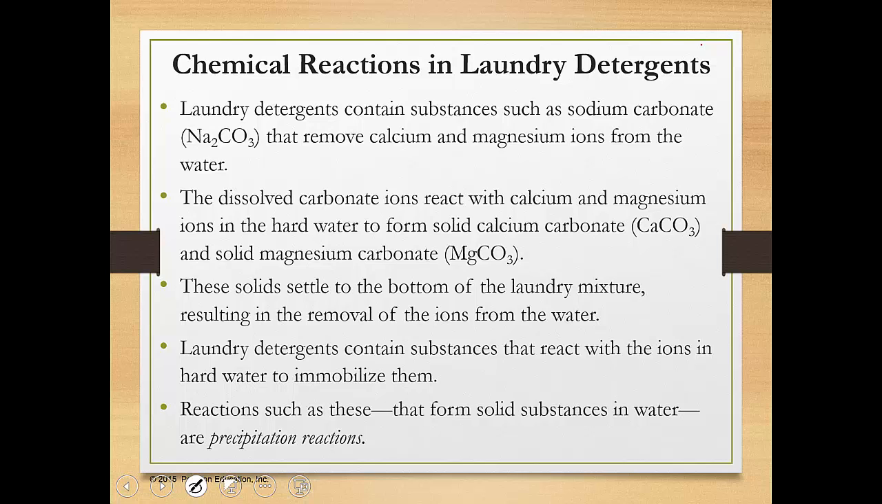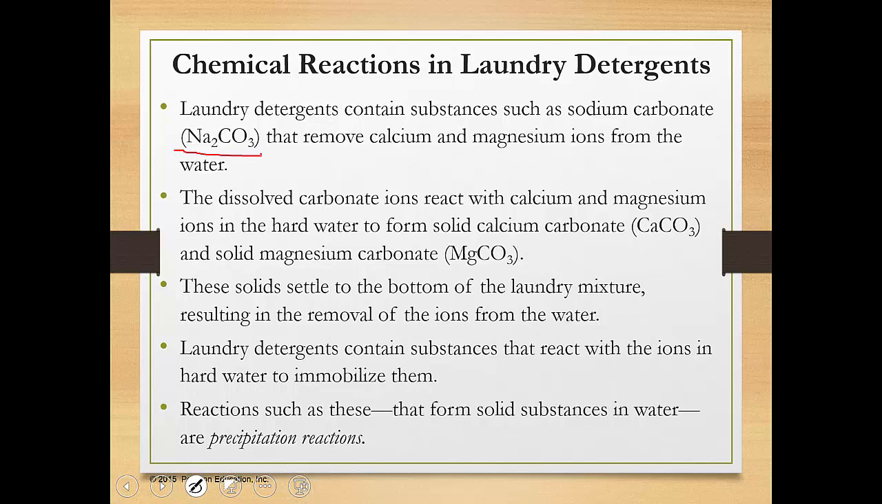Laundry detergents are going to have things such as sodium carbonate in them. The sodium carbonate helps to remove the calcium and magnesium ions, plus the detergent doesn't bind irreversibly to those ions. It works a little bit better that way.